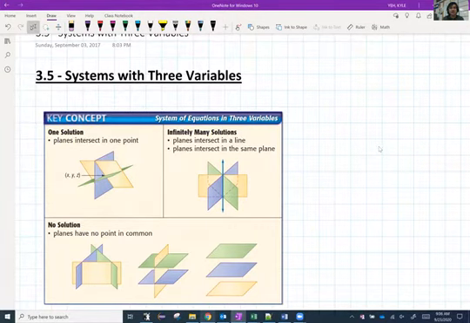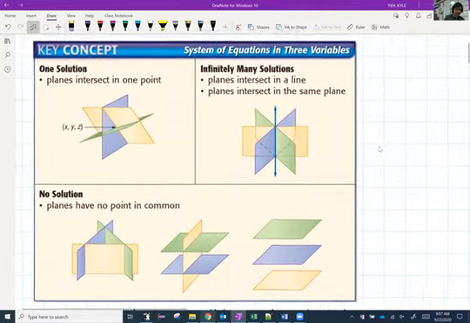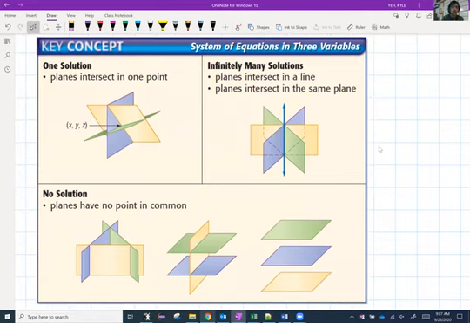Hey guys, here today to talk about section 3.5, which has to do with systems of equations with three variables. Now we've talked a lot about systems. We've seen elimination, substitution, graphing as ways to solve systems. We're going to be using those same strategies, but now we have three equations and three unknowns, x, y, and z. So I stole this graphic from your book, but you can see here there's still three possibilities if we have a system of three equations, three unknowns.